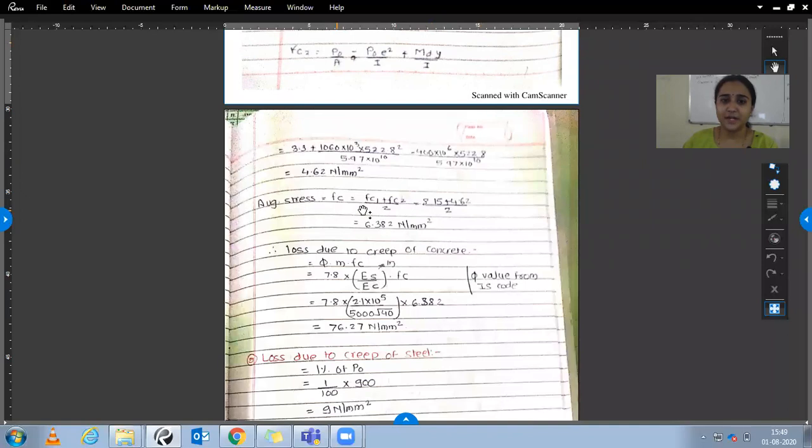Then we will take the average of the midspan and end stress at end. So we will get this value, 6.382 Newton per mm square. Then loss due to creep of concrete, the formula is phi m Fc. Fc that we have calculated as 6.382.